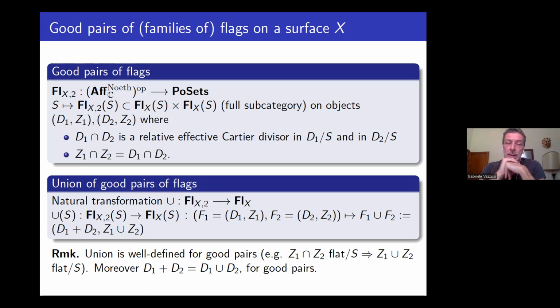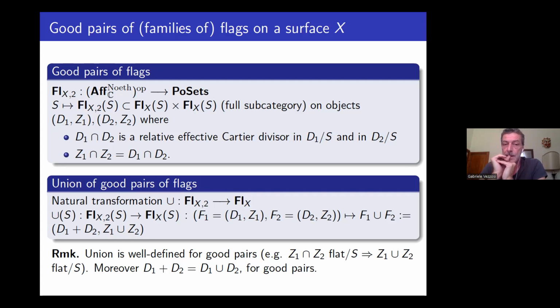So Flag X at level 2 is just the full subcategory of Flag X times itself. And you just take the objects (D1, Z1) and (D2, Z2) such that there are two conditions: that the intersection of the Cartier divisor part is a relative effective Cartier divisor in D1 and D2, and that the intersection of D1 and D2, which contains, of course, the intersection of Z1 and Z2, is actually equal to it as schemes.